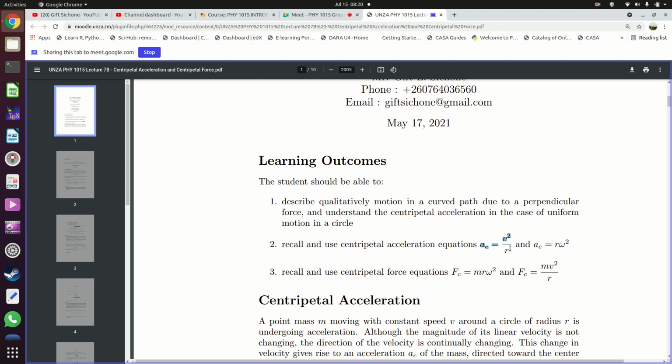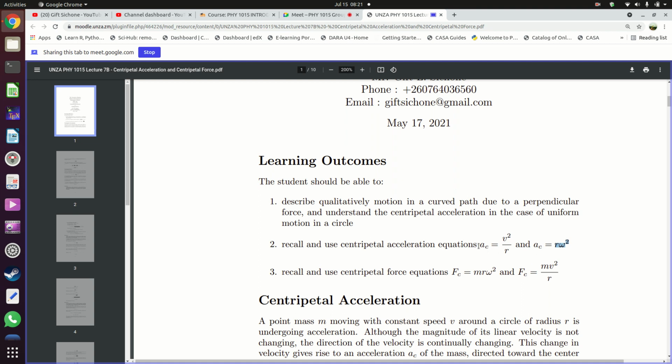But we also know that v is related to how fast something is rotating. v is equal to r omega. So using that, if you substitute v with r omega, as you will see during the lecture, you can also obtain your centripetal acceleration like this: r omega squared.